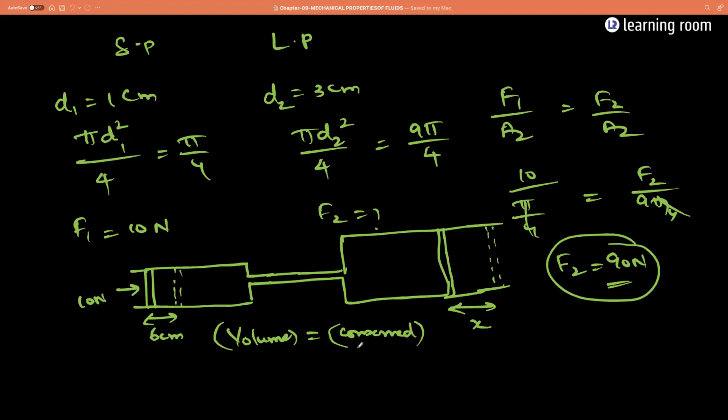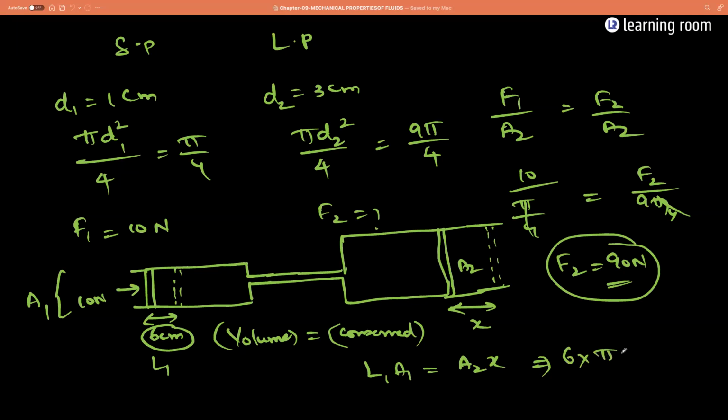So the volume of the cylinder is the same. Yes. If you read the question carefully, inside you have liquid and the rubber tube is also having liquid, means there is no compressible portion at all. So when there is no compressible portion, volume is conserved. If I take the area here to be A1 and this length as L1, and the area here as A2 and this distance as x, then L1 into A1 will be equal to A2 into x. So L1 is 6, into pi by 4, is equal to 9 pi by 4 into x. Pi by 4 and pi by 4 will get cancelled.